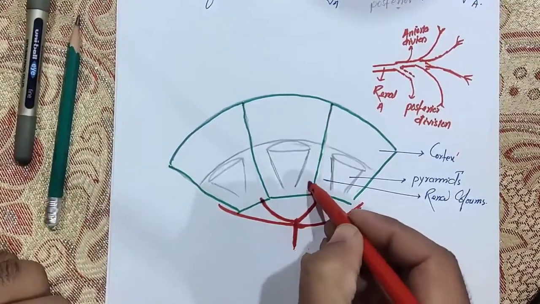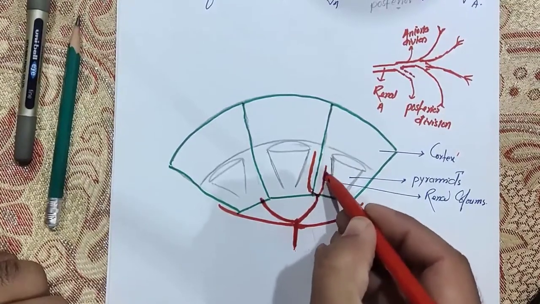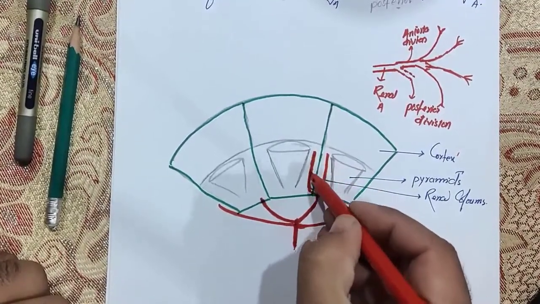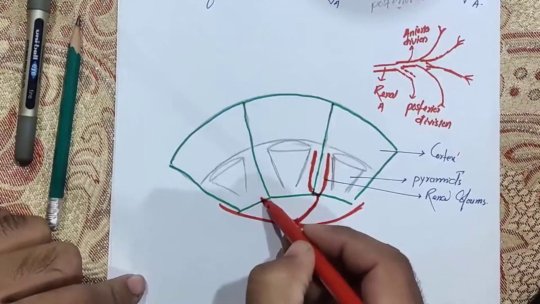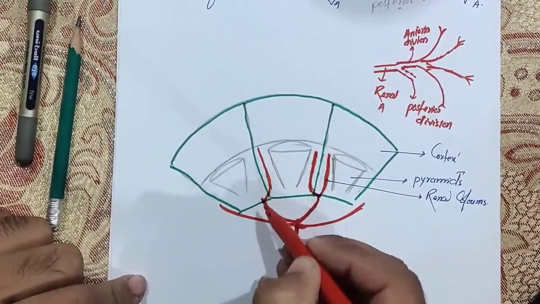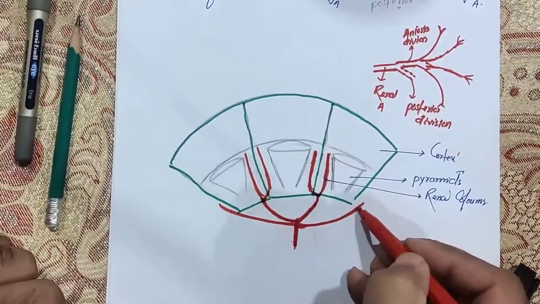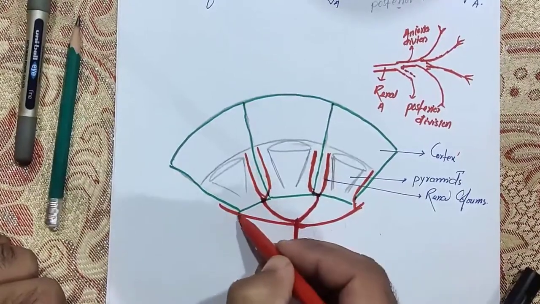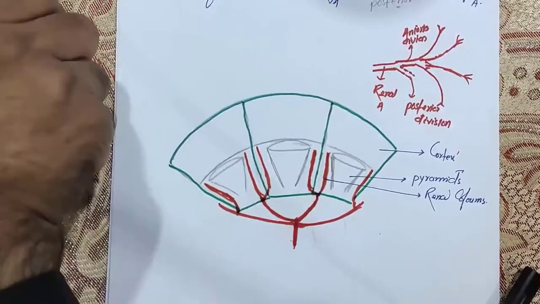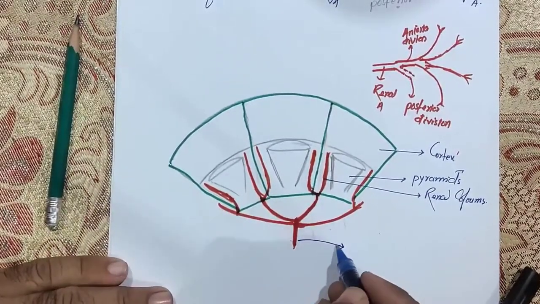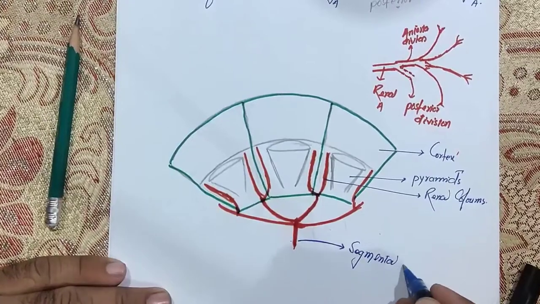The lobar arteries will give branches which we call interlobar arteries, right? These are interlobar arteries in between the lobes. The arteries which are in between the lobes are called interlobar arteries. This one will also give an interlobar artery, and like this. I hope you understand. This is an interlobar artery and here is again another interlobar artery from that branch, and also from this side an interlobar artery. Right. So let's name them. You will not forget. What is this? This is the segmental artery. Right.